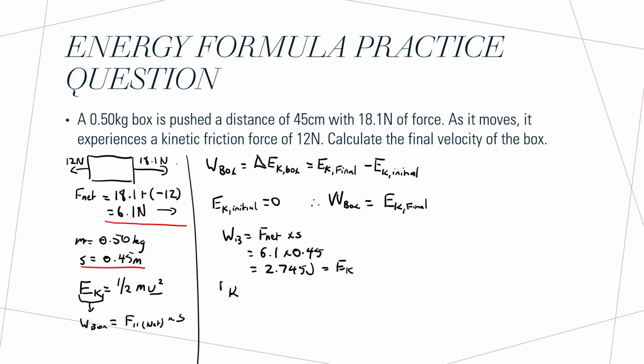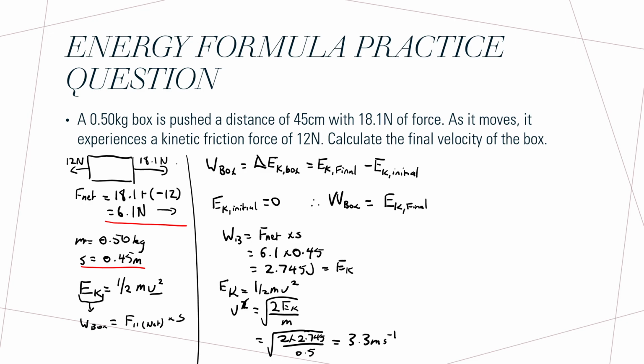From here, we can use the kinetic energy formula and solve for v. So to solve for v, I will multiply by 2 and divide by m. That gives us v squared is equal to 2 kinetic energy over m. Then square root both sides. Our v is equal to the square root of 2 times EK over m. Substituting those values in, and that is equal to 3.3 meters per second.